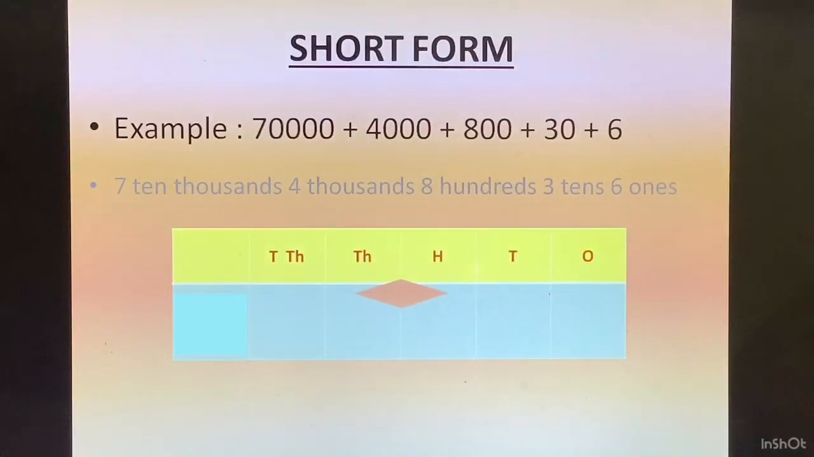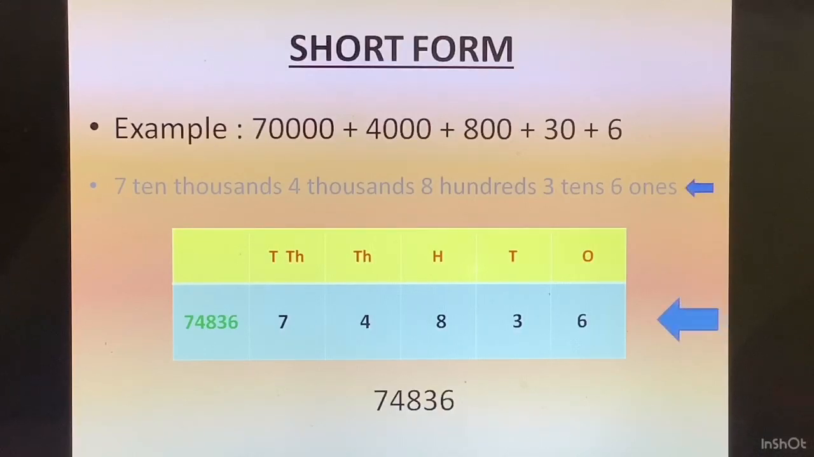And when we put it in the place value chart, 6 at ones place, 3 at tens place, 8 at hundreds place, 4 at thousands place, 7 at 10,000s place. Now this will form the number as 74836. Now again these two steps you don't have to write in the copy. You can directly write the answer.